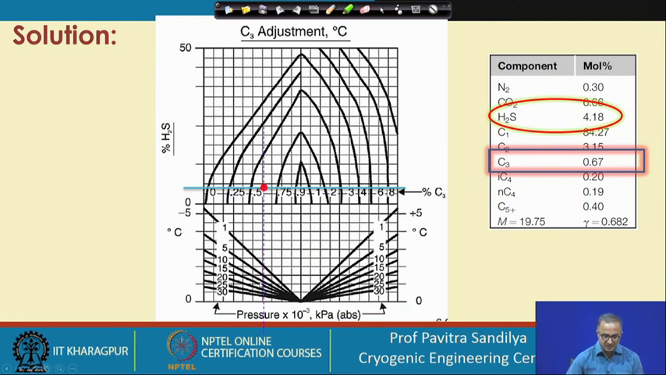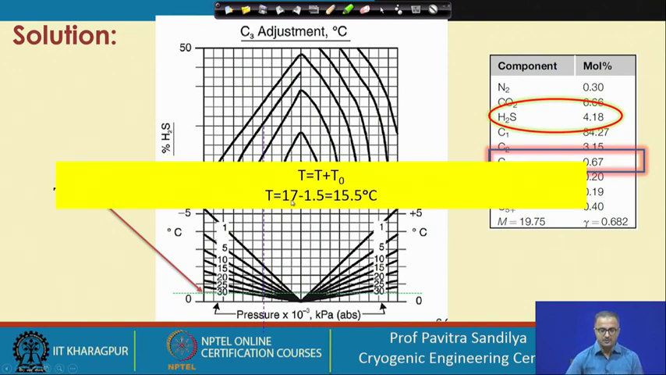So from these pressures, wherever this particular vertical line is intersecting the given pressure, from that we read out the temperature correction on the y-axis, and this comes to about minus 1.5 degrees centigrade. And now from the 17 degrees formation temperature we deduct this 1.5, and we find that the hydrate formation temperature in presence of the H2S and the propane content is coming to 15.5 degrees centigrade.